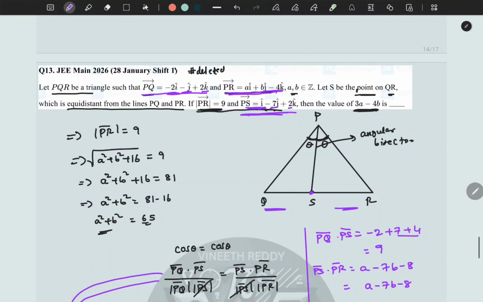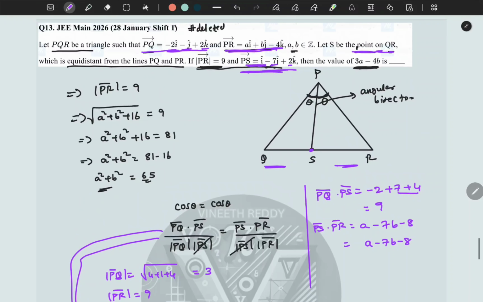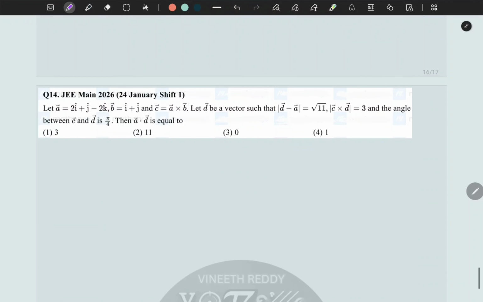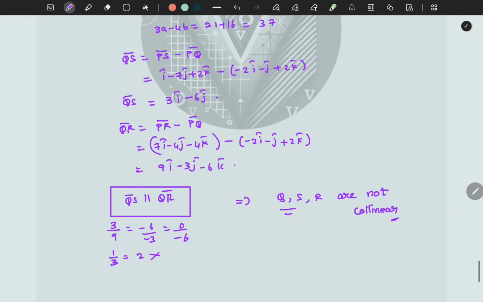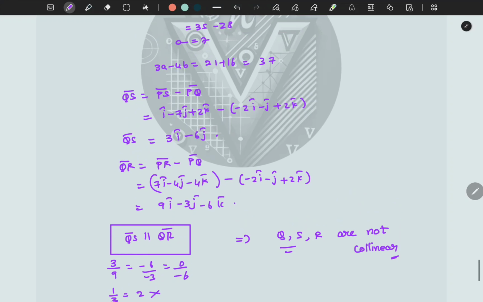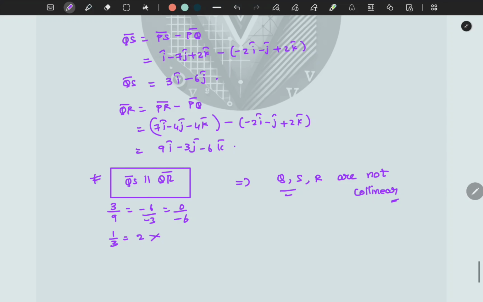That means point S does not lie on QR, but the question says let S be a point on QR. So this is a very important thing. That means such a case is a contradiction. What does the question say? Let S be a point on QR, that means S should lie on QR, and from here we are getting a very important thing, that Q, S and R are not collinear. So this is a contradiction. Because of this, I think the question is deleted. Yeah, that means this condition is failed.